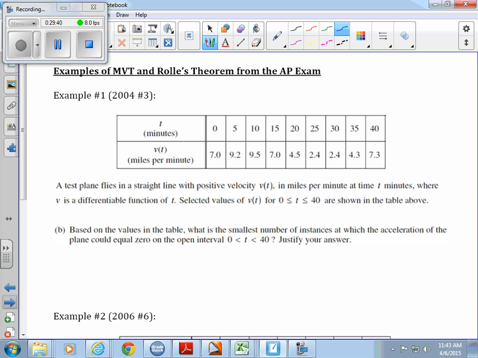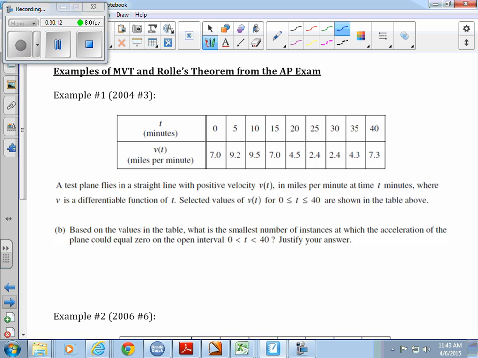Now, a couple of things I want to go through. Reminder, if something says a function is differentiable, what does that mean about it? It has to be continuous, right? Differentiability implies continuity. So is this function continuous and differentiable? So we can use the mean value theorem, we could use the intermediate value theorem. It opens up a lot of different theorems just because it's continuous and differentiable.